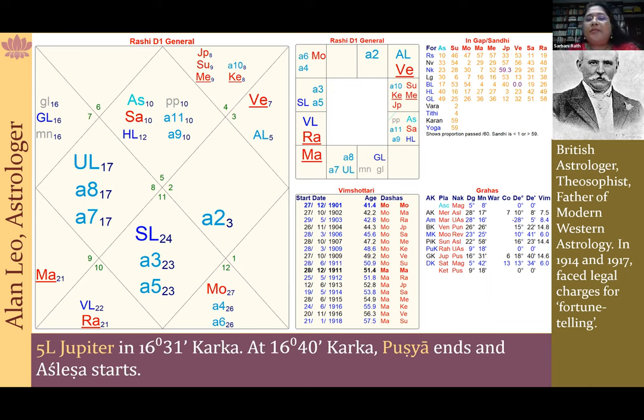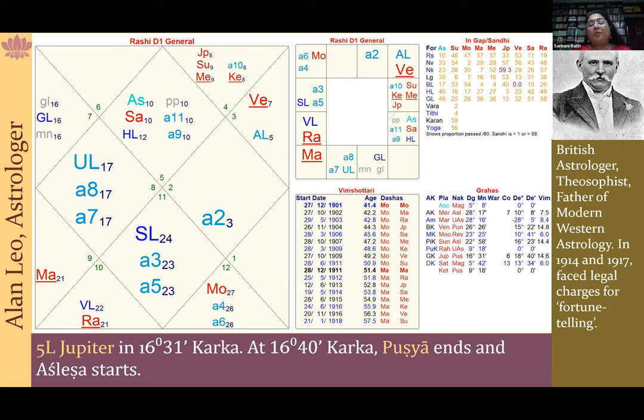Now, very interestingly, you will see that he has a nakshatra sandhi of Jupiter. Jupiter is his fifth lord, right? And Jupiter happens to be in 16 degrees, 31 minutes of Karka. And at 16 degrees, 40 minutes of Karka, Pushya Nakshatra ends and Ashlesha starts. So it's kind of the transition zone between Pushya and Ashlesha. Now, who is Jupiter in his chart? Jupiter happens to be the fifth lord in his horoscope.